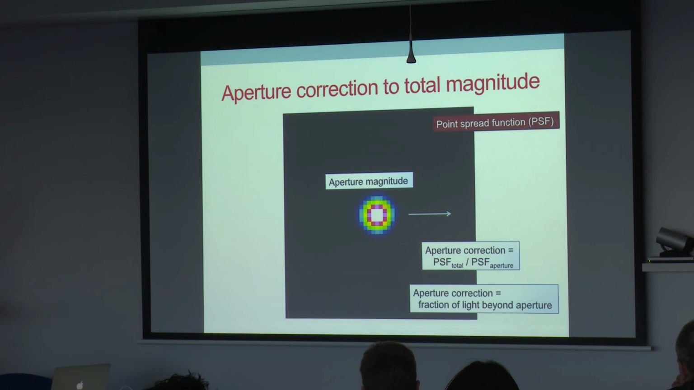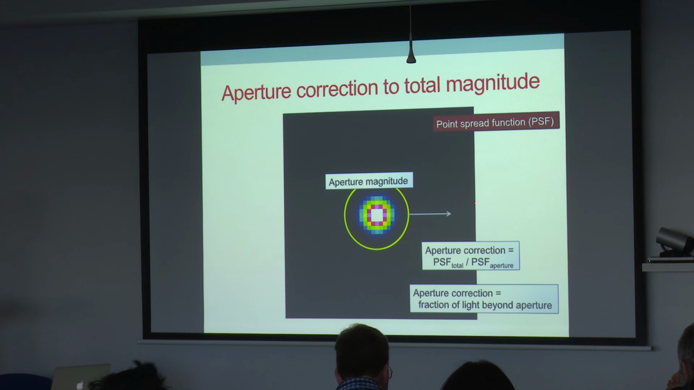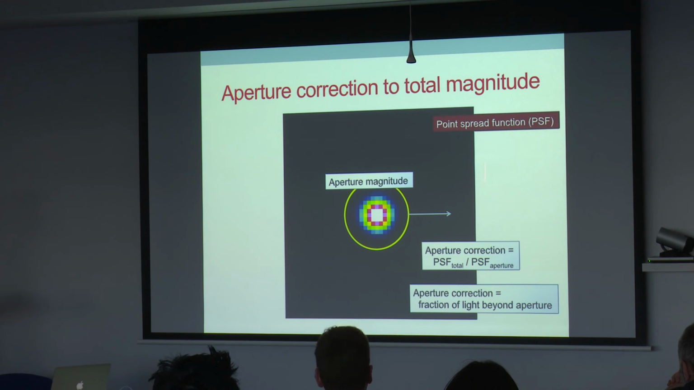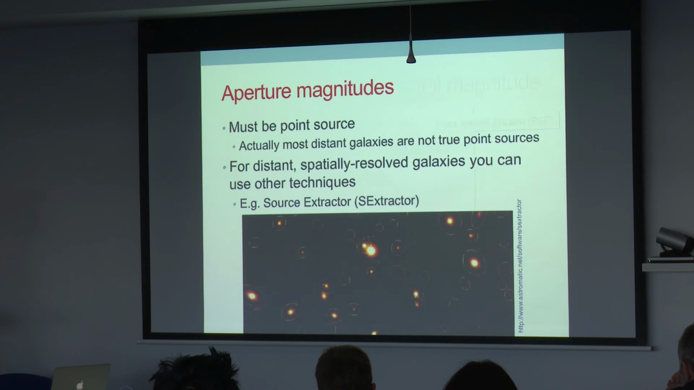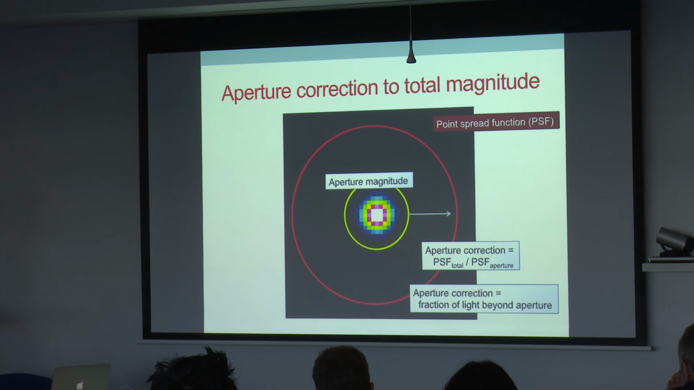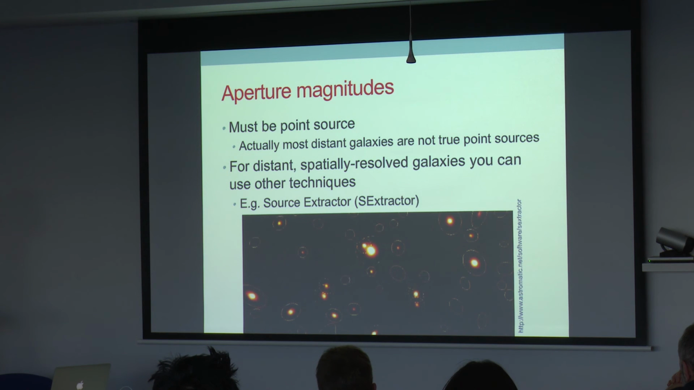Okay, so yeah, the aperture correction is just for the aperture in the center; you're correcting for the light that falls outside of it. You need a point spread function model to estimate how much light is actually falling out. So aperture magnitudes work for point sources of light. If your sources vary in size, then the fraction of light falling outside of your aperture will change. So this doesn't really work for spatially resolved galaxies.